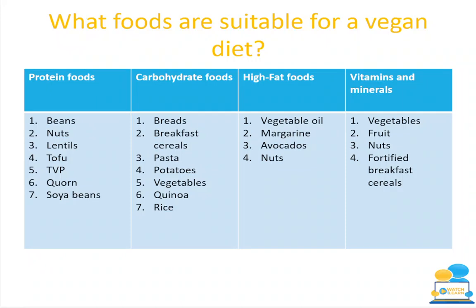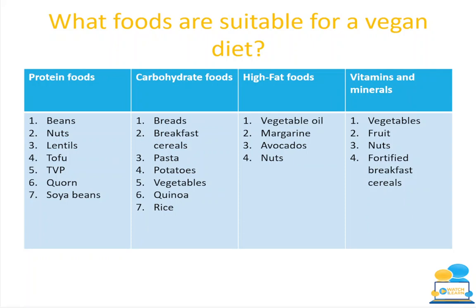So protein foods suitable for a vegan diet, and even vegetarian diets and lacto-vegetarian: you have your beans, your nuts, your lentils, your tofu, which is made from the curds of soya milk. You have your TVP, which is your textured vegetable protein. You have corn, and you have your soya beans. Carbohydrate foods are pretty much the same as for any diet. So we have breads, breakfast cereals, pasta, potatoes, vegetables, quinoa and rice.